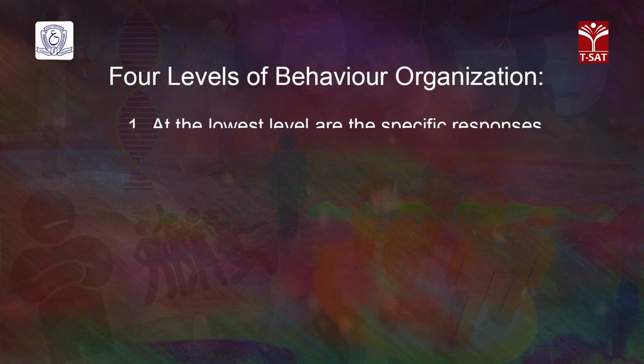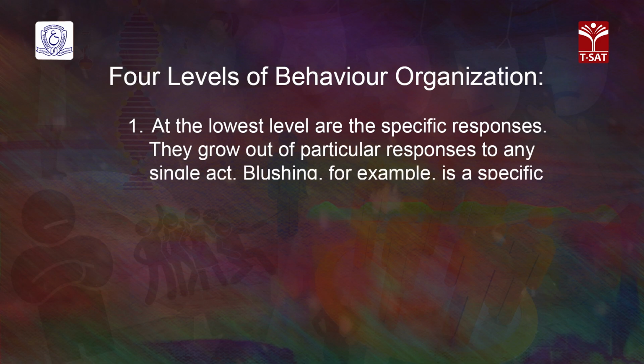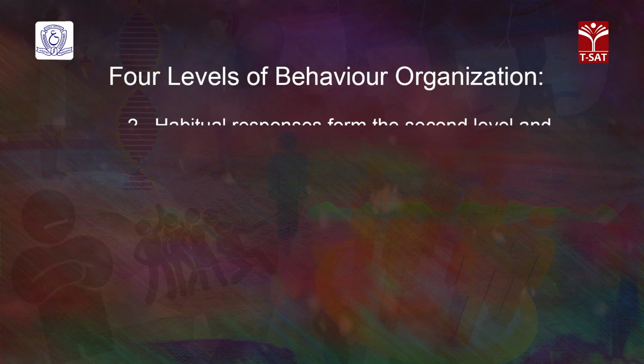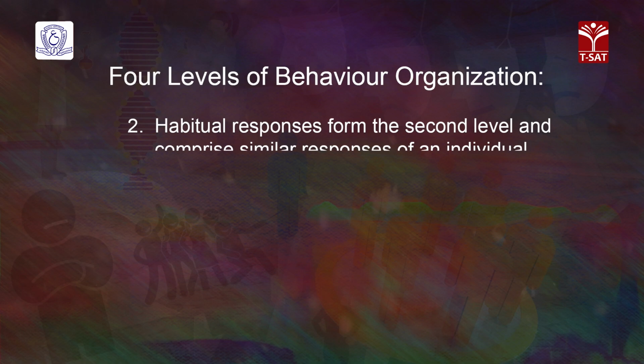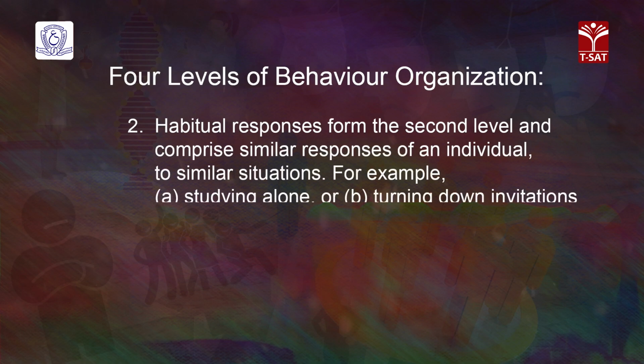In organization of individual behavior, according to Eysenck, there are 4 levels of behavior organization. First, at the lowest level are the specific responses. They grow out of particular responses to any single act. Blushing, for example, is a specific response. Then the second level is habitual responses, and they comprise similar responses of an individual to similar situations. For example, studying alone and turning down invitations are habitual responses.